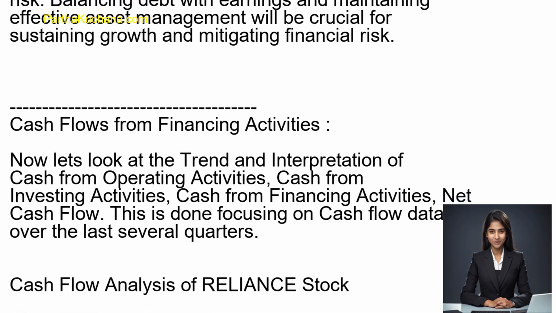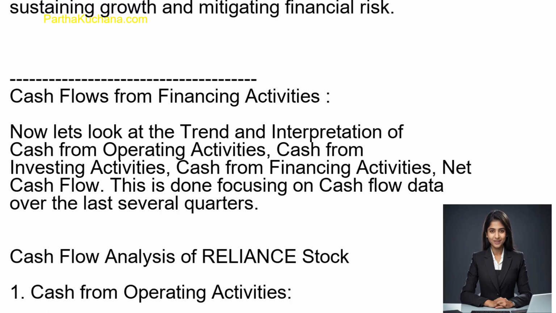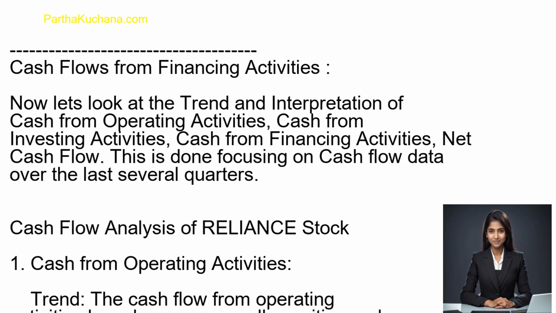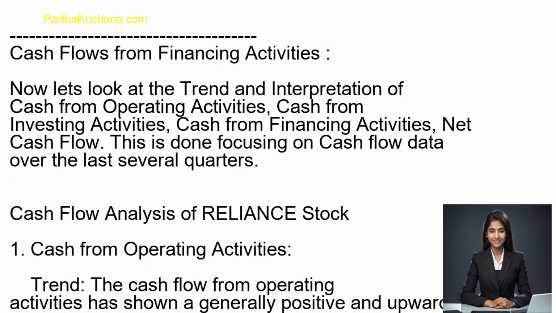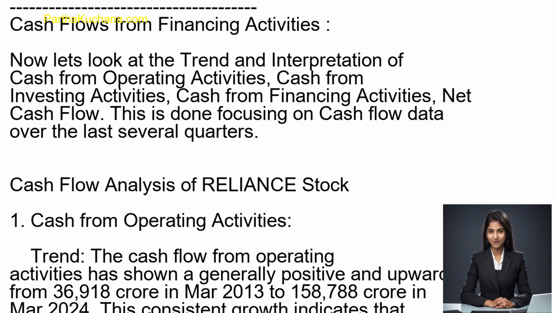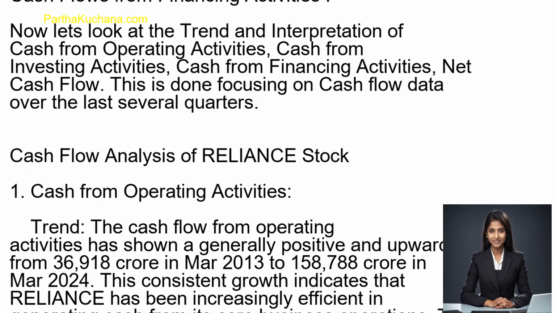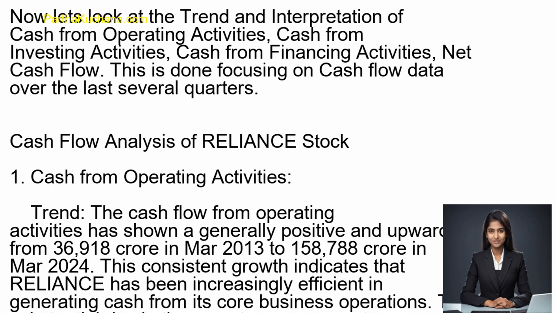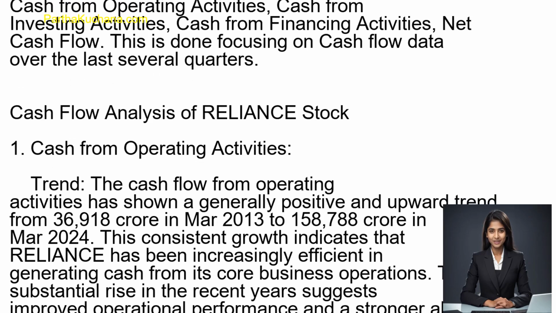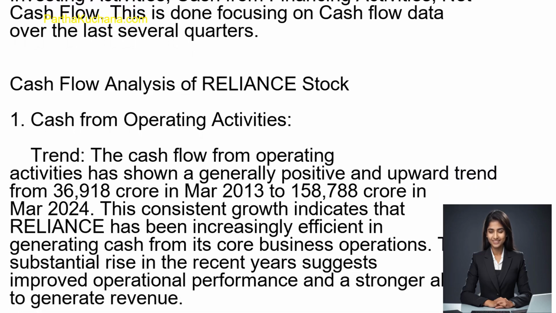Trend. The cash flow from operating activities has shown a generally positive and upward trend from 36,918 crore rupees in March 2013 to 1,58,788 crore rupees in March 2024. This consistent growth indicates that Reliance has been increasingly efficient in generating cash from its core business operations. The substantial rise in the recent years suggests improved operational performance and a stronger ability to generate revenue.